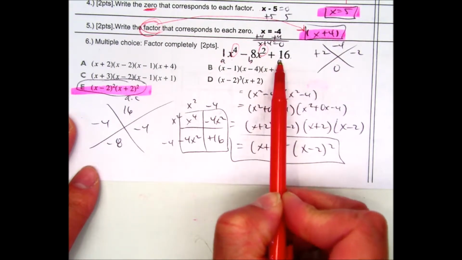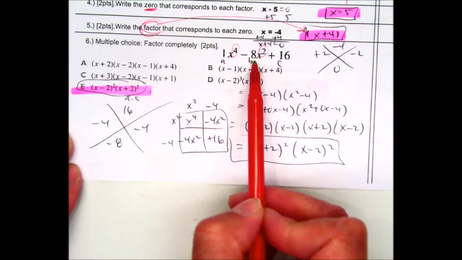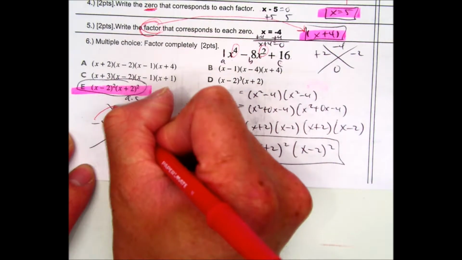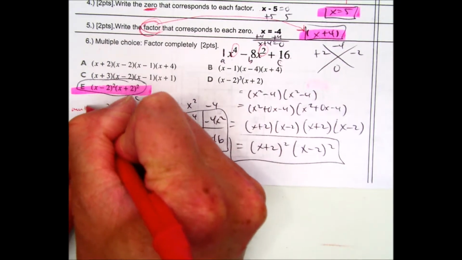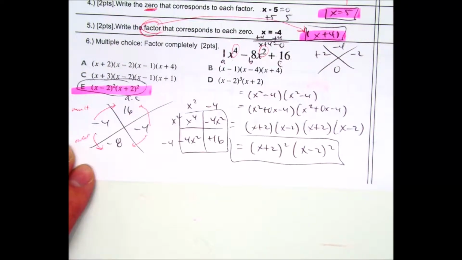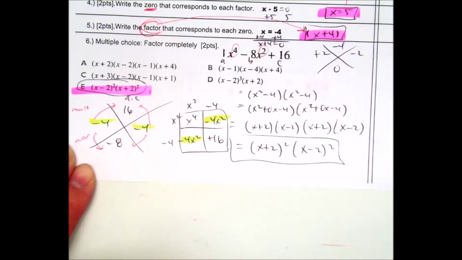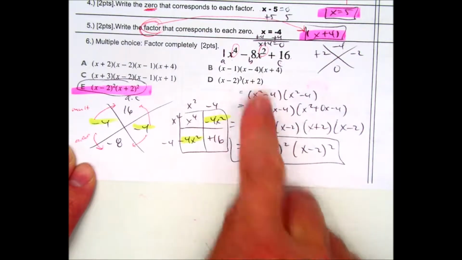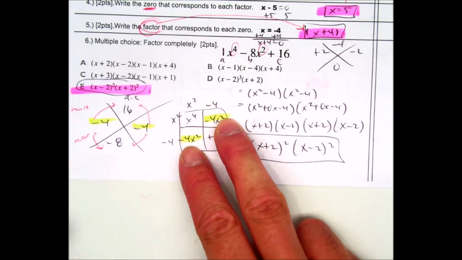A times c is 16. Your b value is negative 8. Two numbers that multiply to be positive 16, but these two values add to be negative 8. That is negative 4 and negative 4. Think about what these two are doing. They are splitting the middle term, negative 8x squared. So I'm adding an x squared there.